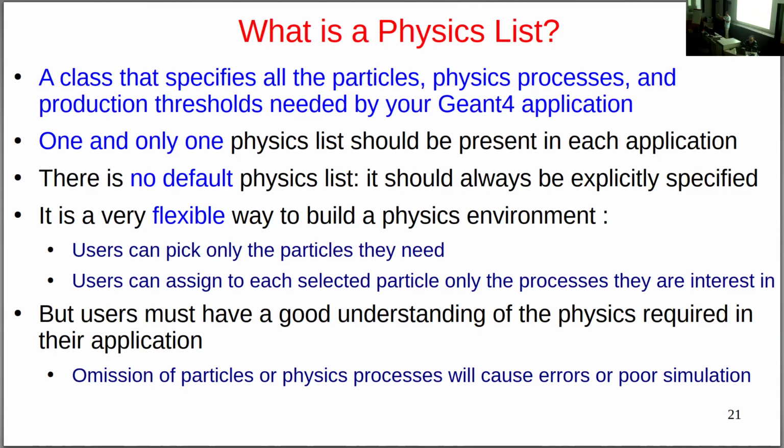So in principle, you could pick only the particles that you are interested in and only the physics processes that you are interested in. However, you have to be careful because, of course, if you make a choice which doesn't include an important particle, you can get a simulation which doesn't describe the reality that you are interested in. So you have to be careful.